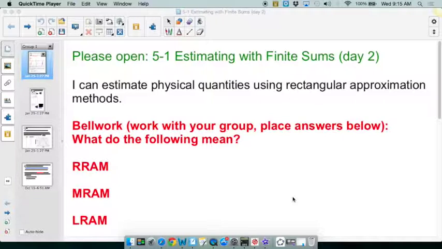And then today's focus is really applying these methods to practical applications. And we'll introduce those practical applications after you get that set up.